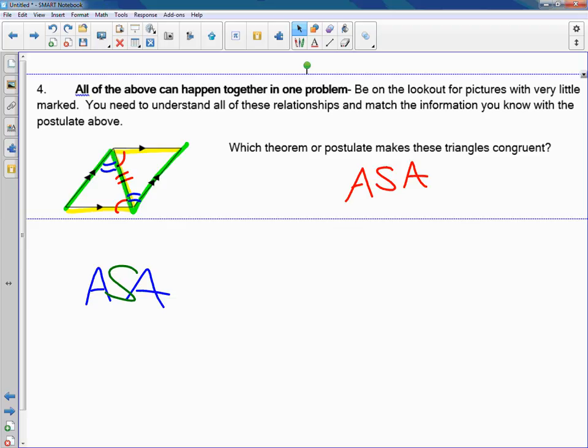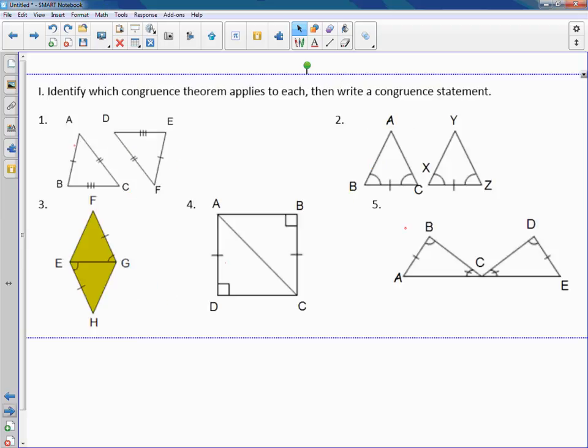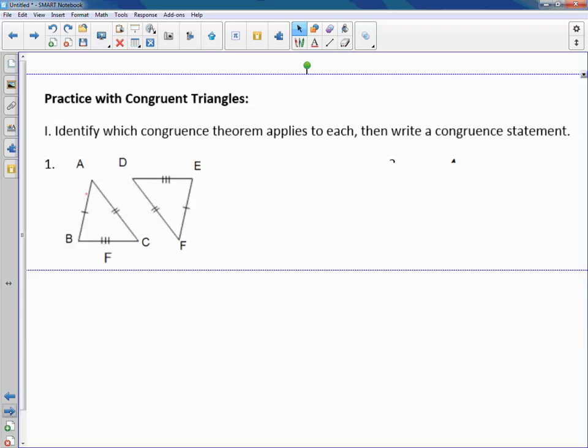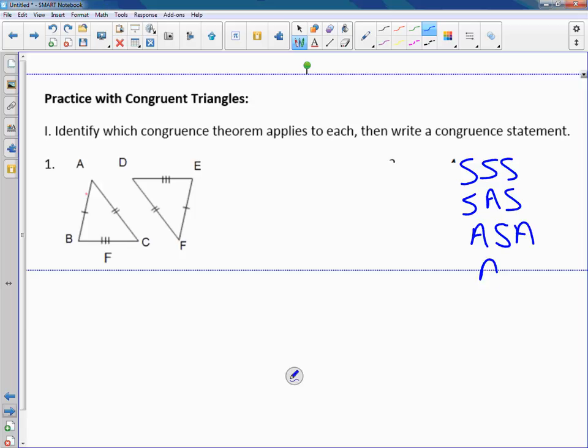All right, now, we're going to practice some of these problems. And then you have a few to do on your own. I need you to turn to the sheet that you have that looks like this at the top. All right? We're going to do these 5 problems together. So, remember the 5 ways are side, side, side, side, angle, side, angle, side, angle, angle, angle, side, and HL.